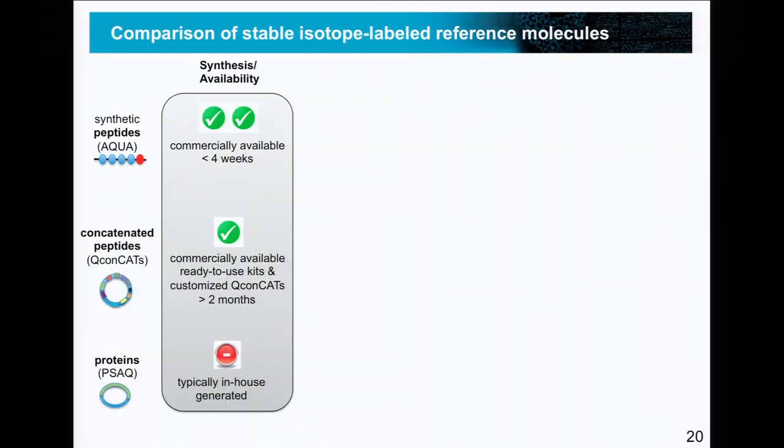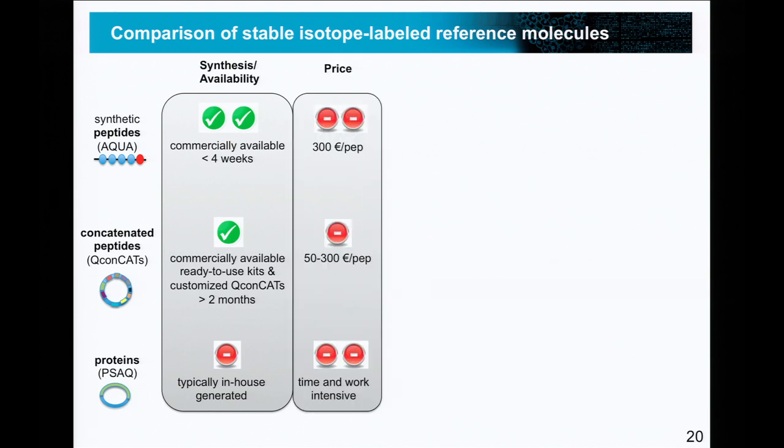However, when you want to generate your own customized QconCAT with specifically your peptides of interest, this will take several months until it can be delivered to you. And the protein standards are finally typically generated in-house. So usually when people work with them, they produce them themselves, which is also, of course, time-consuming and expensive. In terms of price, all of them are pretty bad. Every type of this absolute quantification is expensive.